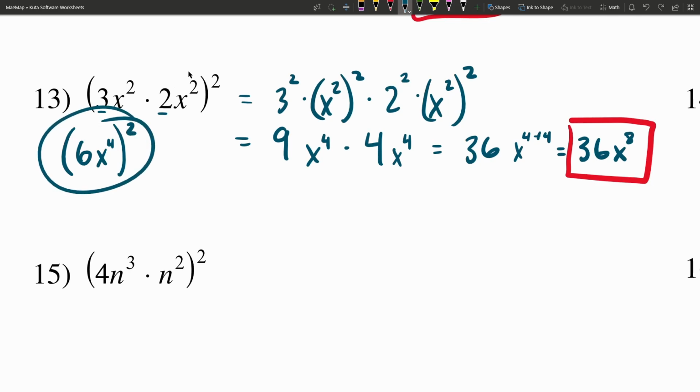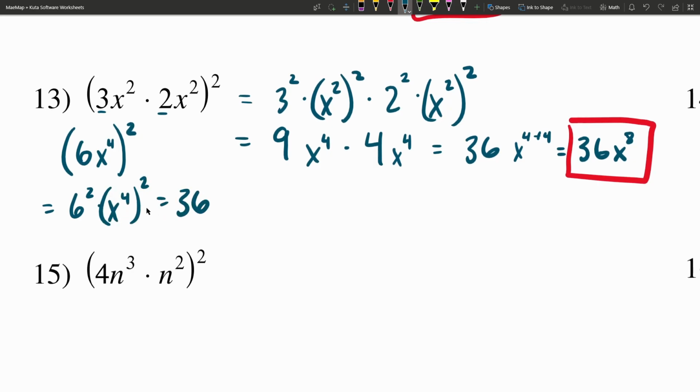So now working with this, as opposed to working with all of this, is a little bit easier because we just distribute this 2, that exponent, to our coefficient of 6 and to our x to the 4th. So we're going to get 6 squared times x to the 4th squared. 6 squared is 36. X to the 4th squared is x to the 4 times 2, which is x to the 8th. So you can see we get the same exact result with a little less work. So let's simplify down first when we go to number 15.